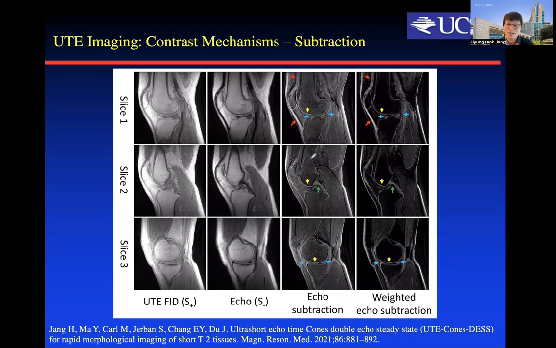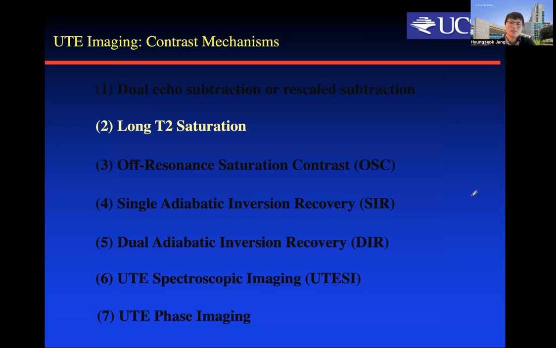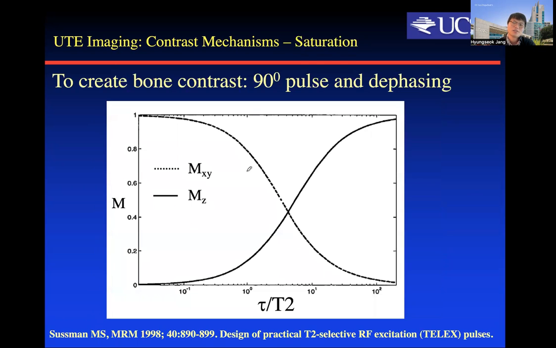So if you do echo subtraction, you can see these short T2 tissues in higher contrast. And if you do a weighted echo subtraction, you can suppress the remaining signal more, and then you can get better UTE contrast. And then another thing is long T2 saturation, because this is based on saturation recovery.